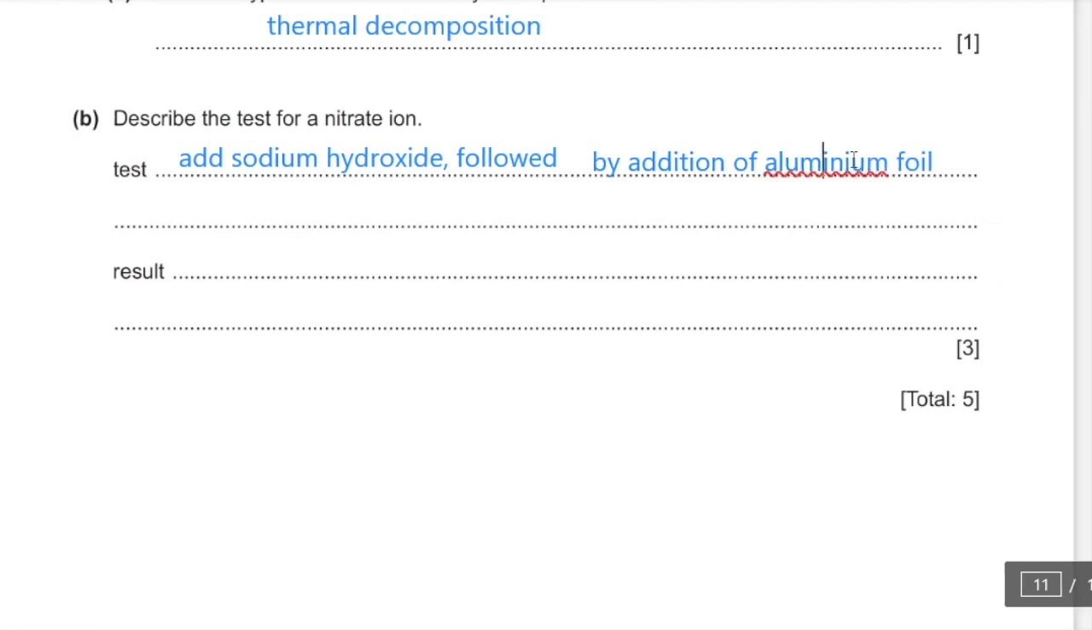Alright, and the positive result of addition of aluminum foil and sodium hydroxide gives the result that ammonia is produced. And if testing ammonia requires a damp red litmus paper, the positive result of presence of ammonia would be color change from red to blue.